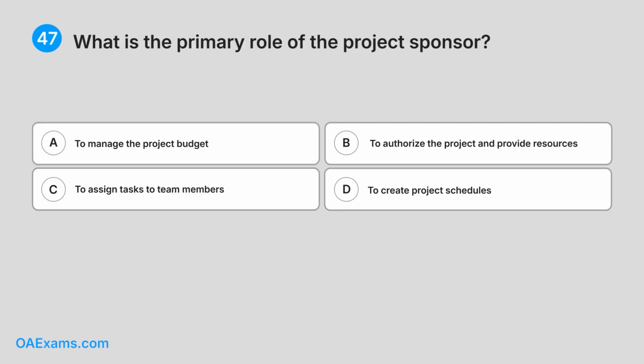47. What is the primary role of the project sponsor? A. To manage the project budget. B. To authorize the project and provide resources. C. To assign tasks to team members. D. To create project schedules. What do you think is the answer?